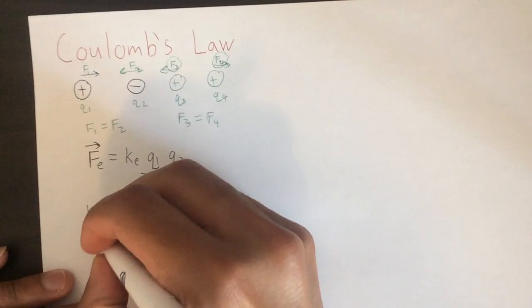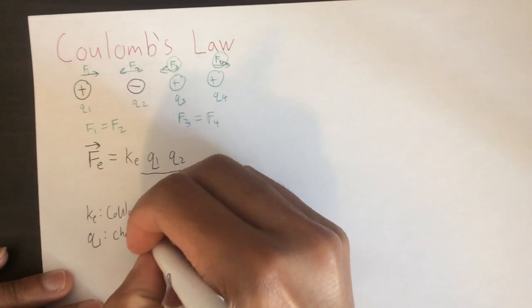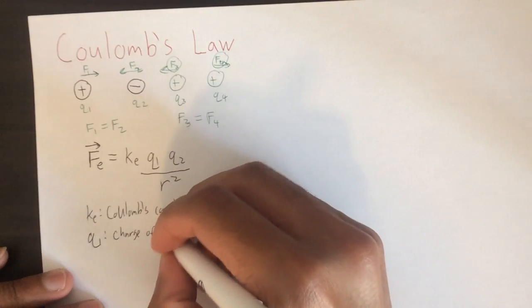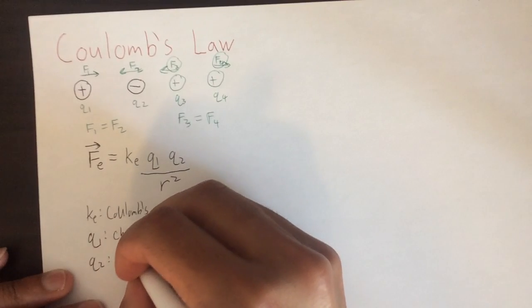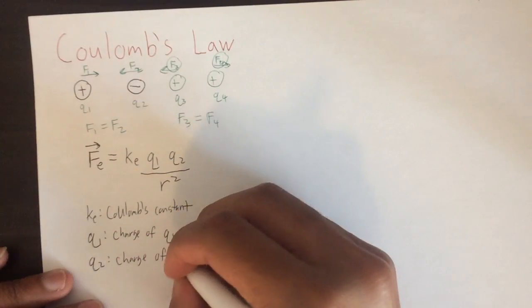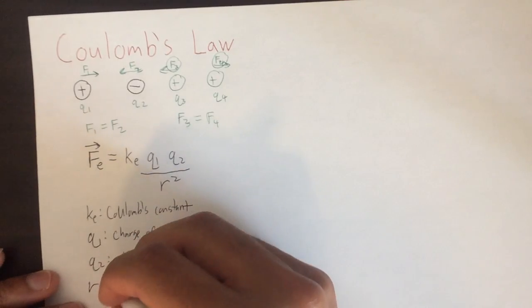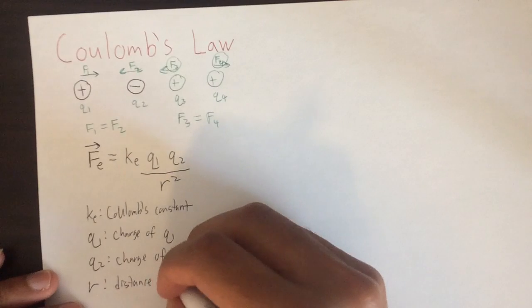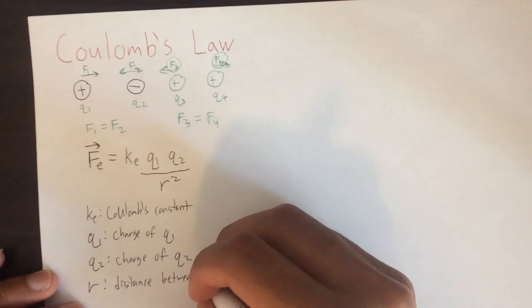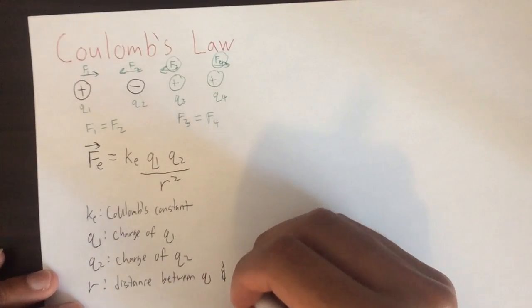So Q1 is the charge of Q1, Q2 is charge of Q2, R is distance between Q1 and Q2.